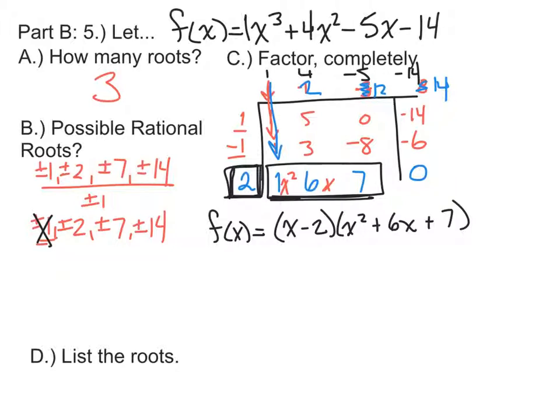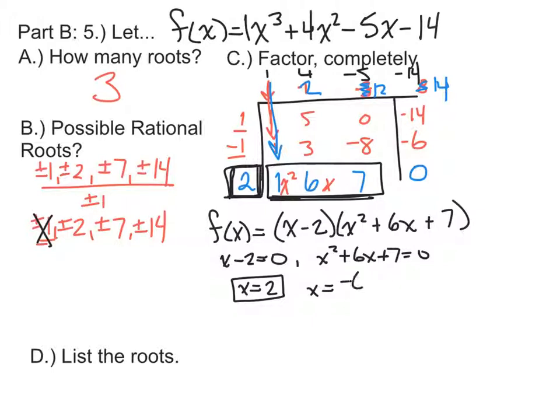Now it looks like that x squared plus 6x plus 7 is factorable, and if it were, you should factor it. But the truth is, it's not. So we're not going to be able to factor it. So when we have to list those roots, we have to set each of those factors equal to 0. The first one being x minus 2, and the second one being x squared plus 6x plus 7. To solve x minus 2 equals 0, we just add 2 to each side, and there's one solution. For the other one, since it's not factorable, we're going to have to use the quadratic formula.